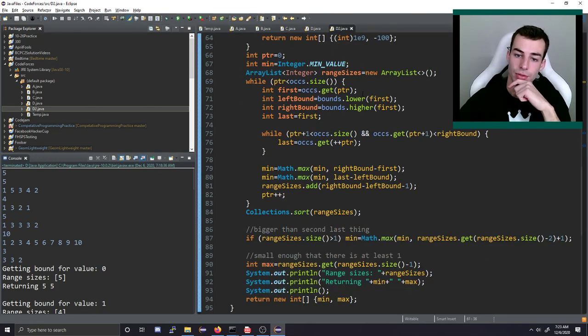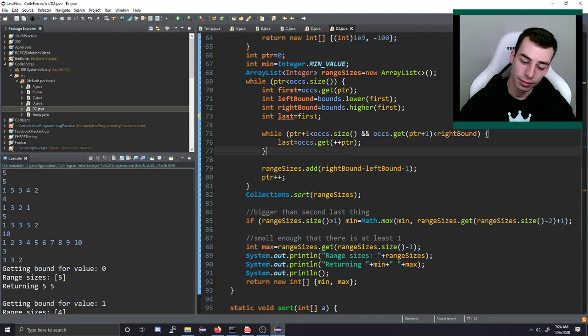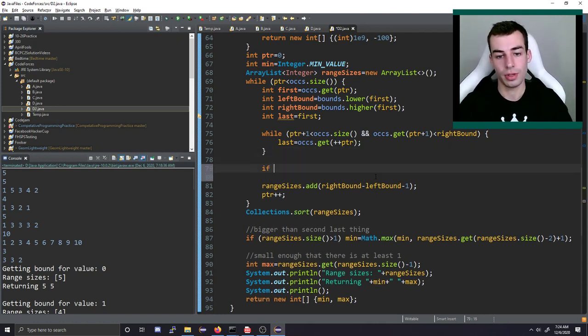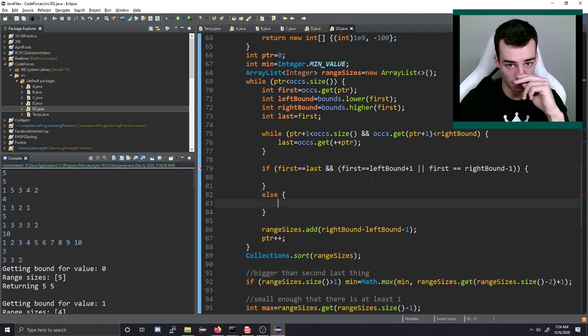Try this again. So this get bounds is the issue. This part here. So if first equals last, and first is left bound plus 1, or first is right bound minus 1, do one thing, otherwise do something else. Okay.